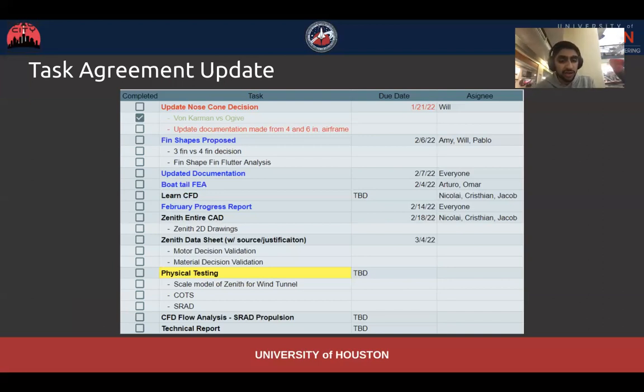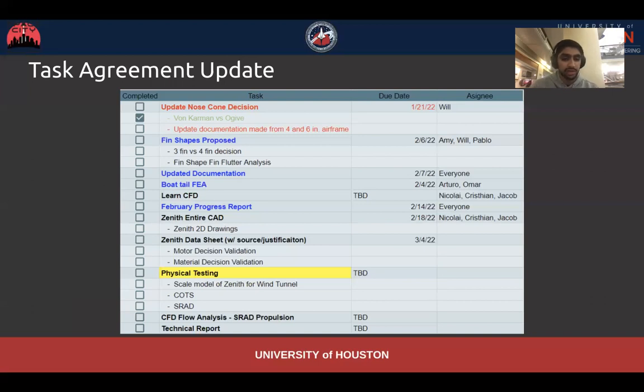I'm pretty confident that the Concorde fins are going to be the way to go. I think some things we can look at are 3 versus 4 fins, and I know for 3 fins, Will had proposed probably some pretty big fins, or the semi-span of the fins were much larger with 3 versus 4.